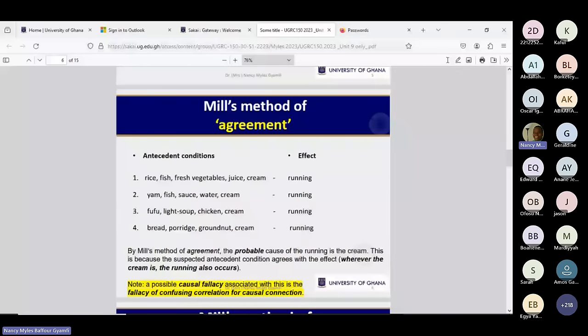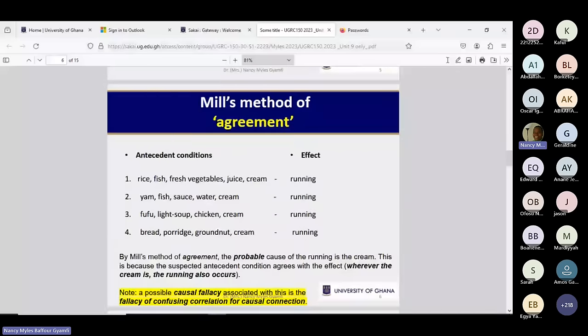For the method of agreement, which helps us explain what could possibly, not certainly, what could possibly have been the likely cause of the effect. One of the methods is the method of agreement. What does it say? Look at the effect.